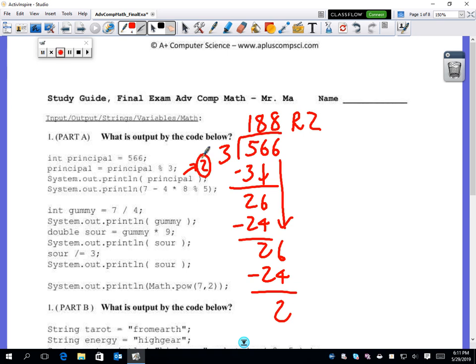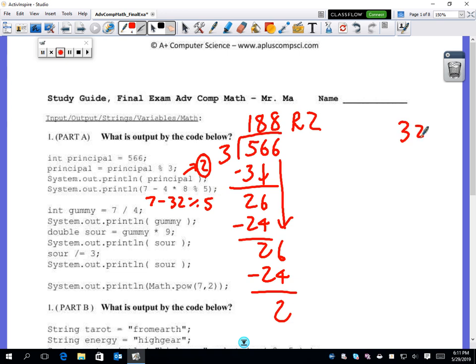The next part of the output is to just do this little handy-dandy equation, 7 minus 4 times 8 mod 5. Remember your order of operations, and you always want to work left to right. So we will multiply first. This is going to be 7 minus 4 times 8 is 32 mod 5. We still need to work this out, so we need to do 32 mod 5.